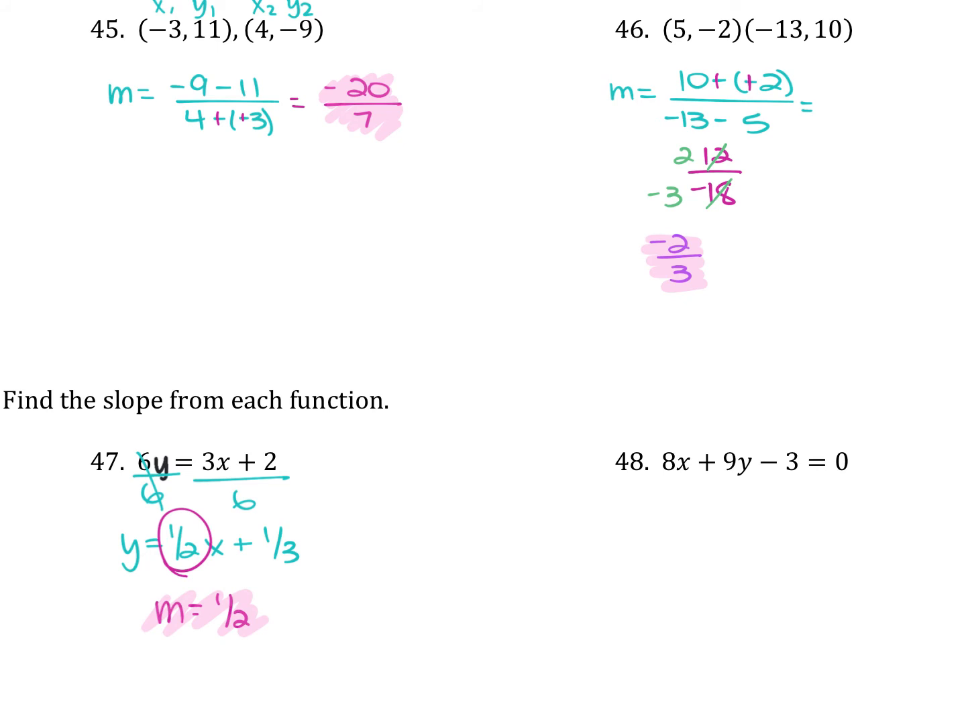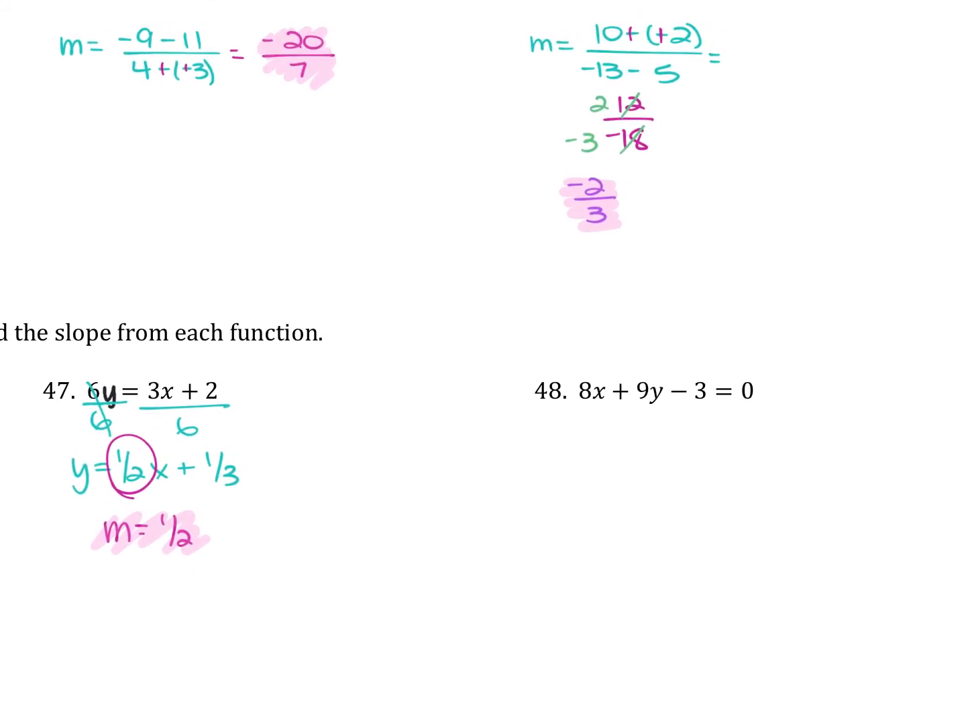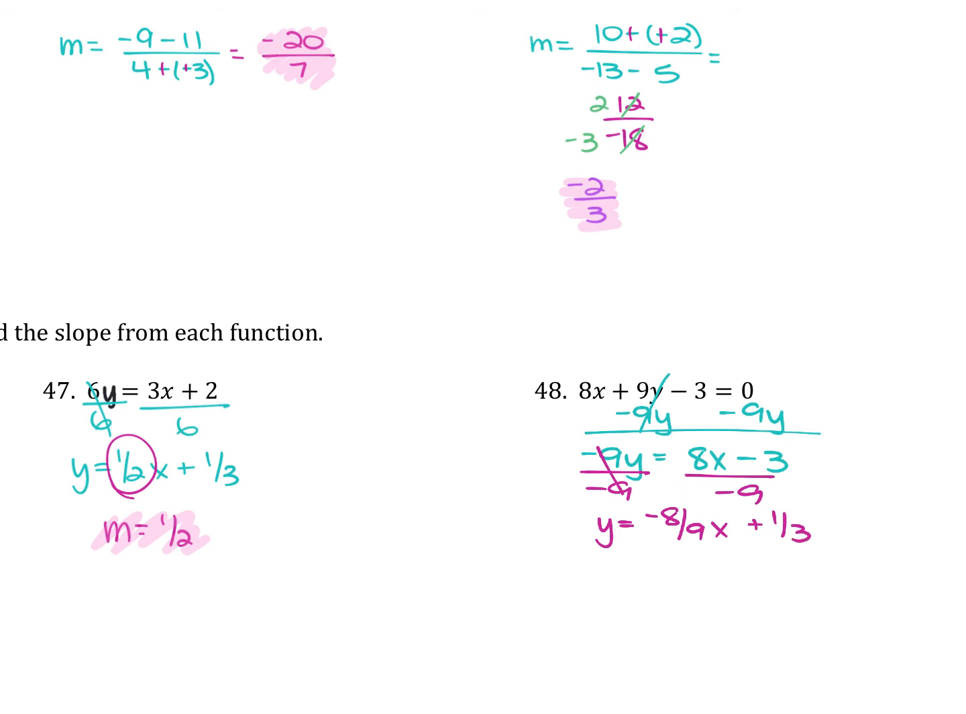For 48, you have 8x plus 9y minus 3 is equal to 0. You want your y by itself, so you can either move the 9y over first or move the 8x and the 3 over. I'm going to move the 9y over to isolate it. So this gives us negative 9y is equal to 8x minus 3. We're going to divide each side by the negative 9. So we just have y is equal to negative 8 over 9 x plus 1/3. Your slope, again, is the term in front of x. So your slope, m, is equal to negative 8 over 9.